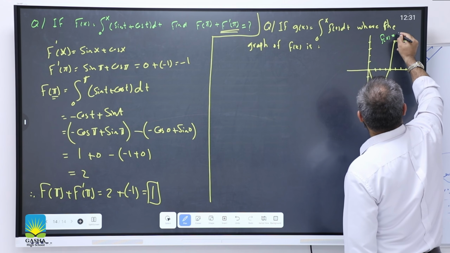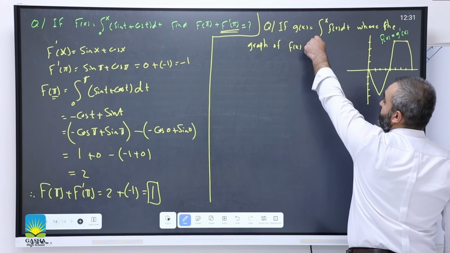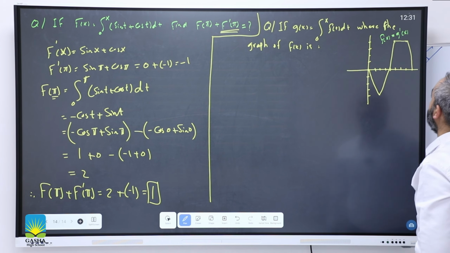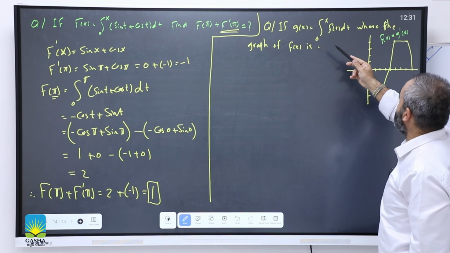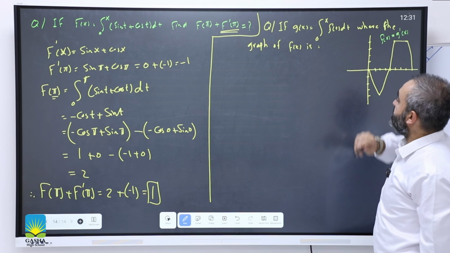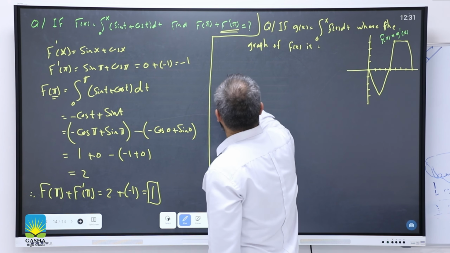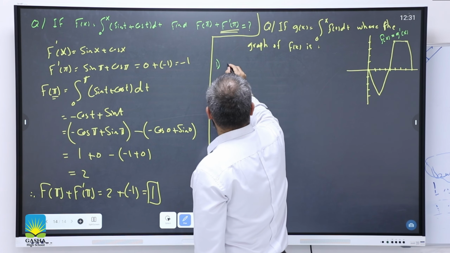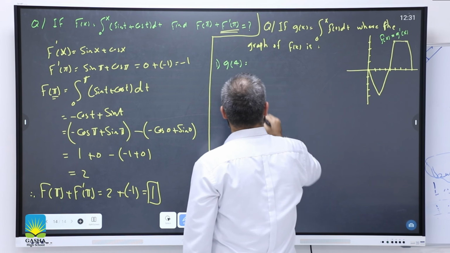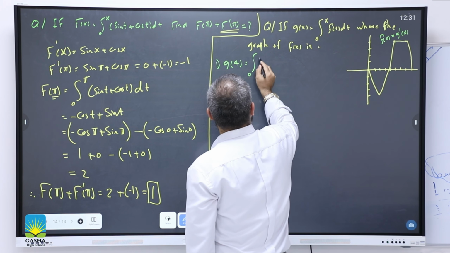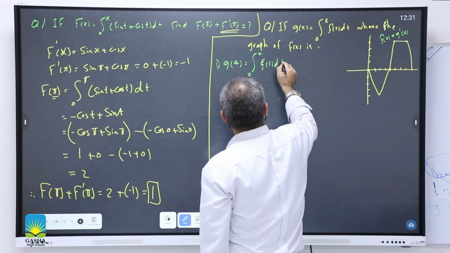F of x equals g prime of x. Why? Because g of x equals the integral from 0 to x of f of t dt, and we differentiate g of x, that becomes g prime of x, and replace t with x. So what is the ask here? G of 4. G of 4, it's the integral from 0 to 4 of f of t dt.